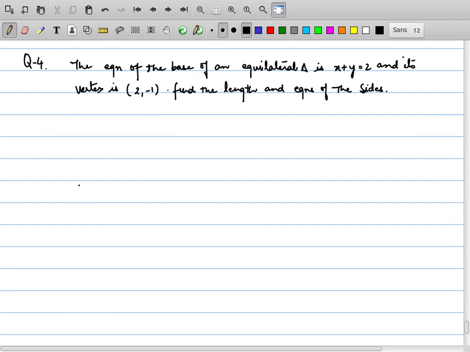Now, the fourth question says the equation of the base of an equilateral triangle is x plus y is equal to 2 and its vertex is (2, -1). So, let's draw a triangle. And this is an equilateral triangle. Let's say this is A, B, C.